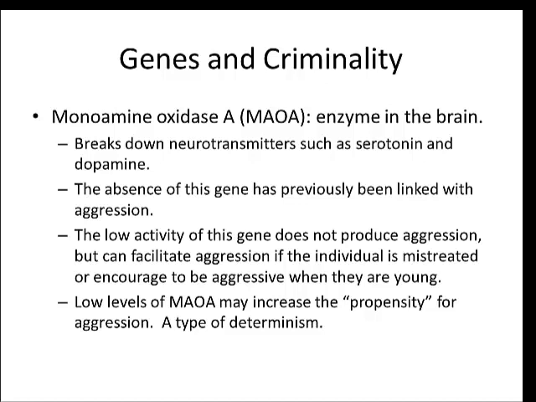Low activity of this gene does not produce aggression, but can facilitate aggression if the individual is mistreated or encouraged to be aggressive. In other words, they're more aggressive when they're aggressive. Low levels of monoamine A may increase the propensity for aggression, may increase the propensity for violent crimes. This is a type of genetic determinism in a way, as opposed to free will. Determinism, people without this gene tend to, more than the other population that have these genes, tend to show more aggressive behavior.